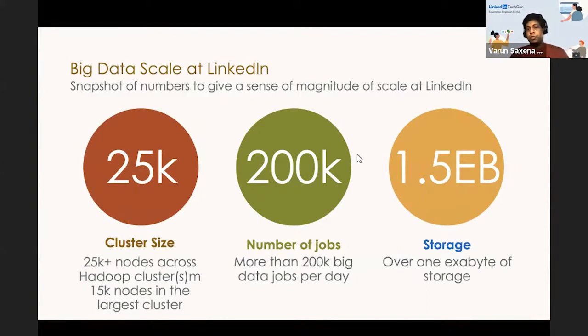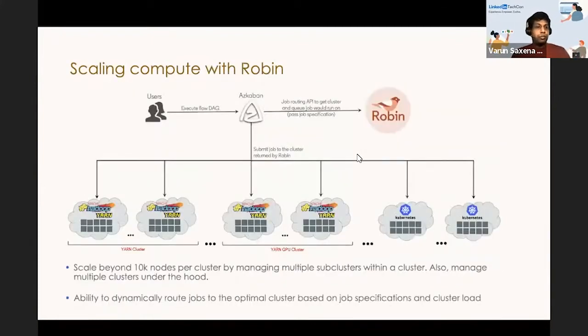So as the slide shows, when we talk about scale, let's see the numbers of what that means at LinkedIn. While Hari touched upon it, let me reiterate. We have our offline clusters spanning over 25,000 nodes, with the largest cluster being around 15,000 nodes. We launch hundreds of thousands of offline jobs daily, ranging from big data analytics to machine learning jobs. In fact, no other figure gives a better sense of magnitude of scale at LinkedIn than our data lake storing over 2 exabytes of data, which in turn powers several solutions at LinkedIn. So next, I'll talk about how we scale our compute clusters through Robin.